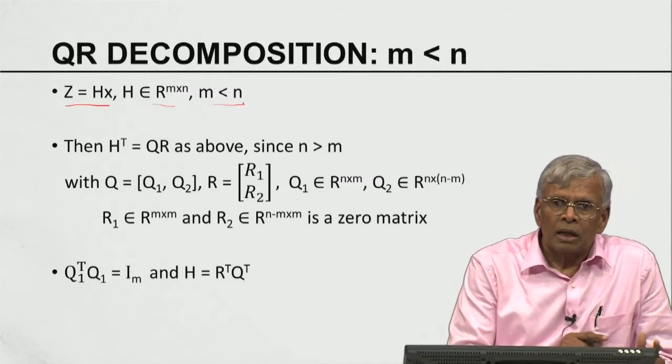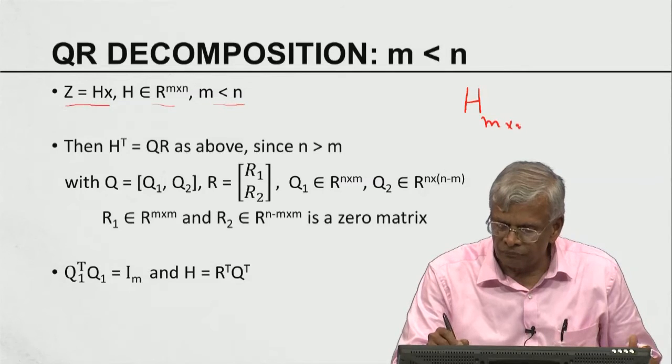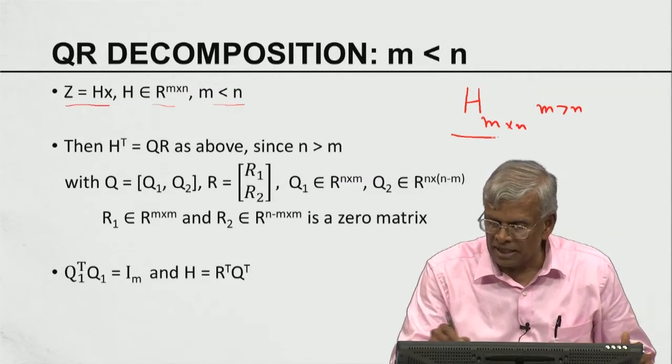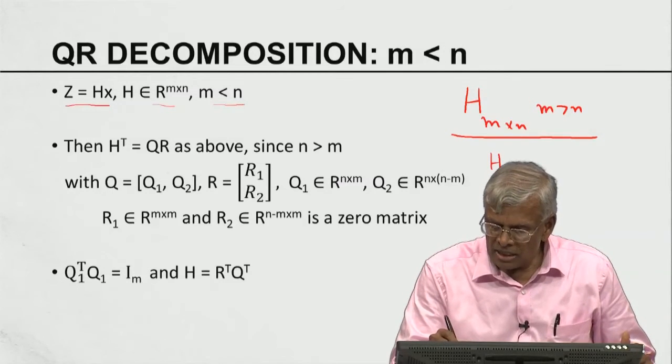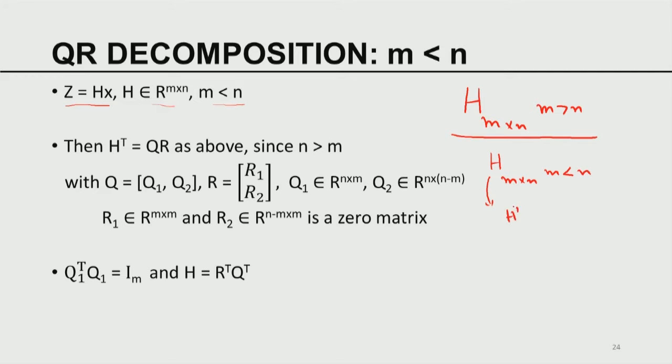I have more unknowns than the number of observations. In this case, please remember, I have done the QR decomposition of H m by n when m is greater than n. We have already done with that. In this case, I have H m by n, here m is less than n. If I took the transpose of this H, that is n by m, n is greater than m. So these two cases are the same if you interchange m and n. Therefore, QR decomposition of H for the overdetermined system is the same as the QR decomposition of H transpose for the underdetermined system.